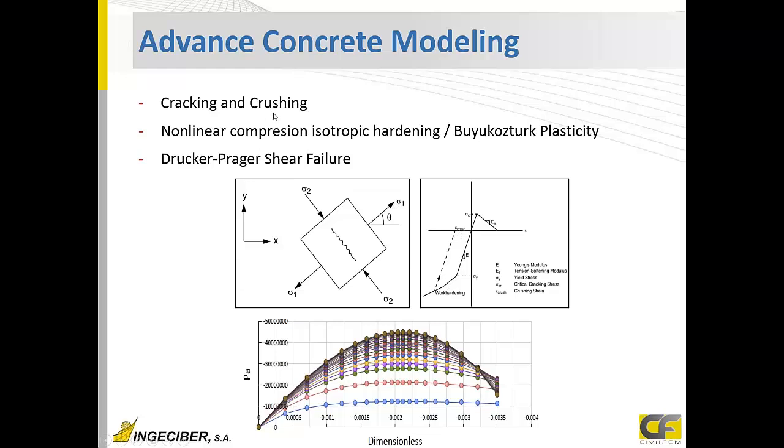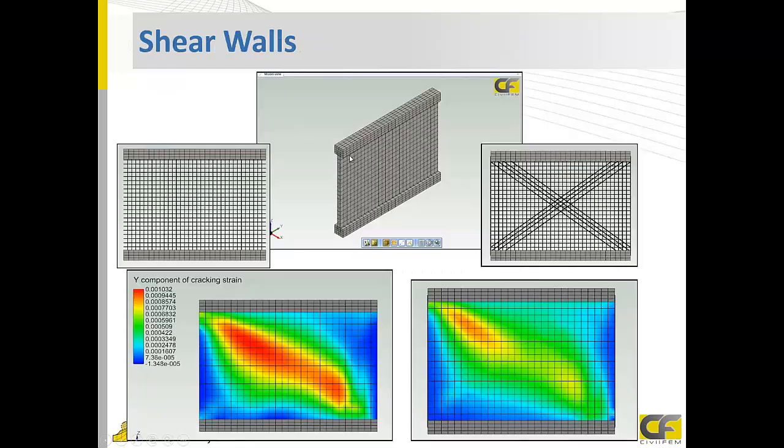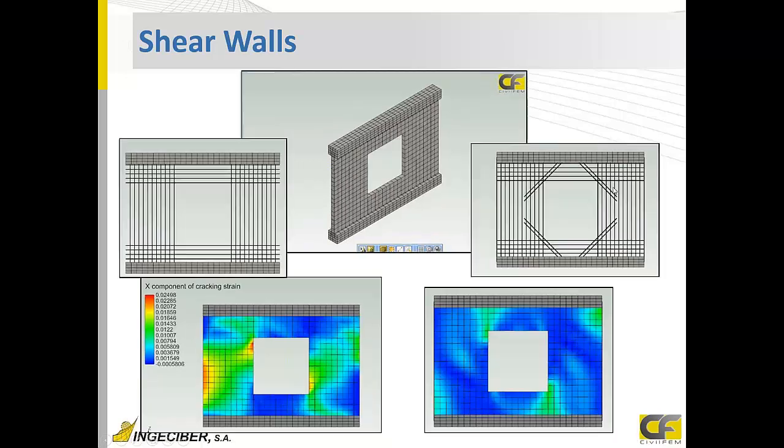And if we have selected crushing, when we reach a maximum strain, it will break the element due to crushing. In the same way, in tension, we can define cracking stress and also a softening modulus. And for shear, we can combine with Drucker-Prager shear failure. With all these details, we are going to check shear walls with different reinforcement configurations and different hole possibilities.